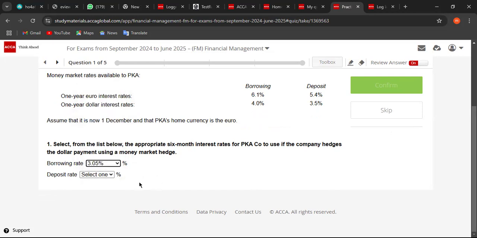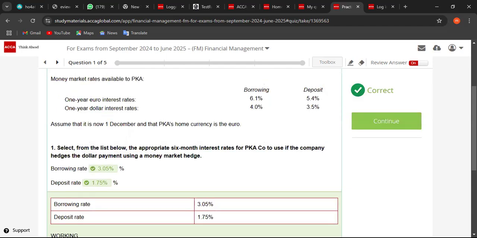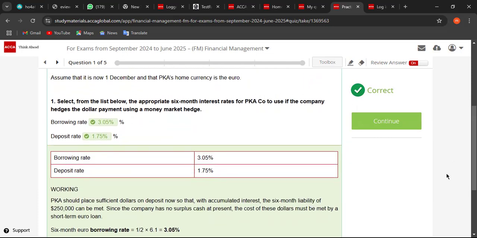3.05. And now what will be the deposit rate, guys? What will be the deposit rate? Dollars. What is the dollar deposit rate? 3.5. So 3.5 divided by 2 is giving you 1.75. So this is the answer. So if you people just remember the steps, the money market question will be very easy to solve.